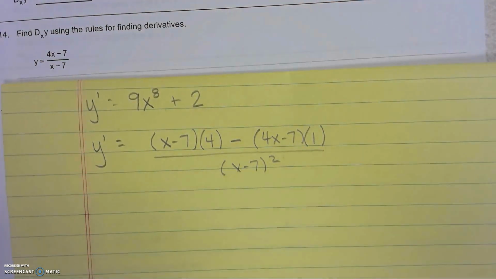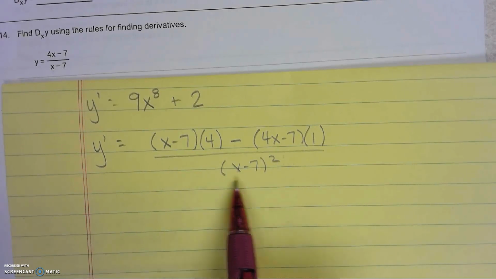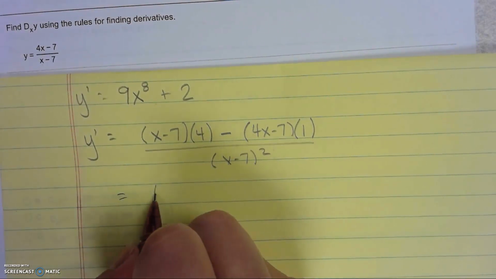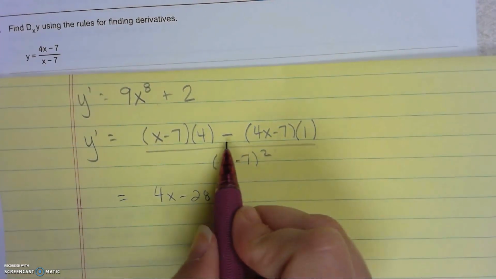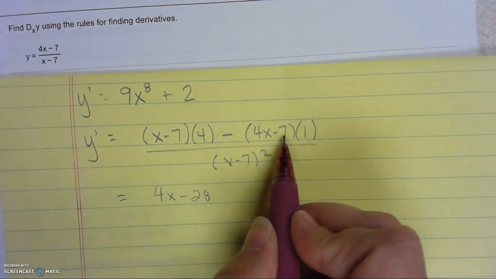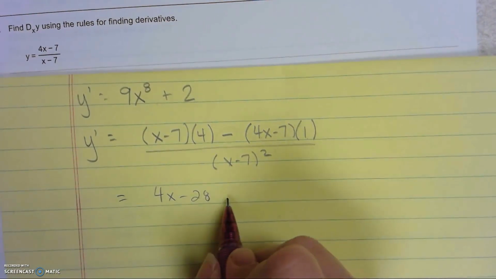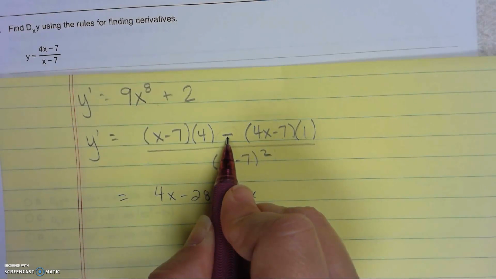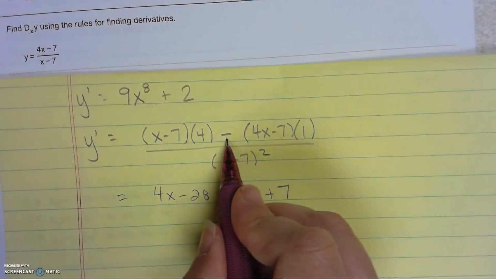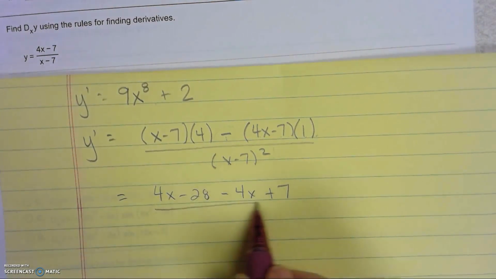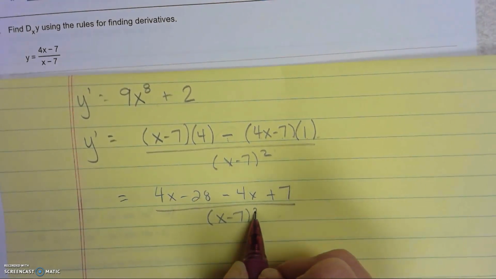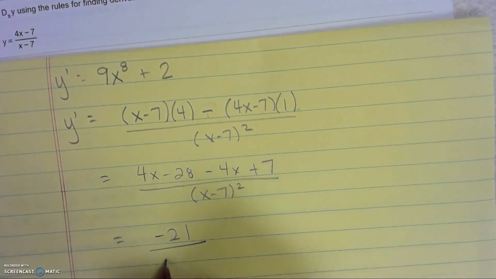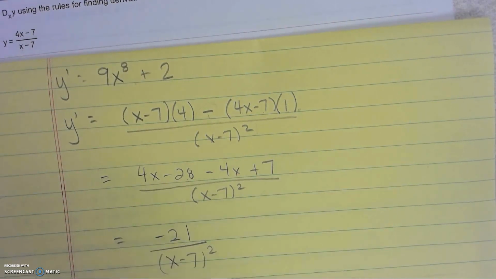Then at this point you should be able in some way to simplify the top. Don't worry about multiplying the bottom out, just leave it in its squared form. So that would give us 4x minus 28. And then don't let this minus sign get you. Whatever you get here, you're going to be subtracting it. So 4x times 1 is negative 4x. And negative 7 times 1 is negative 7, but we're subtracting it, so it becomes plus 7. So minus negative 7 becomes plus 7. All right, then we have negative 28 and positive 7 make negative 21 over x minus 7 squared.